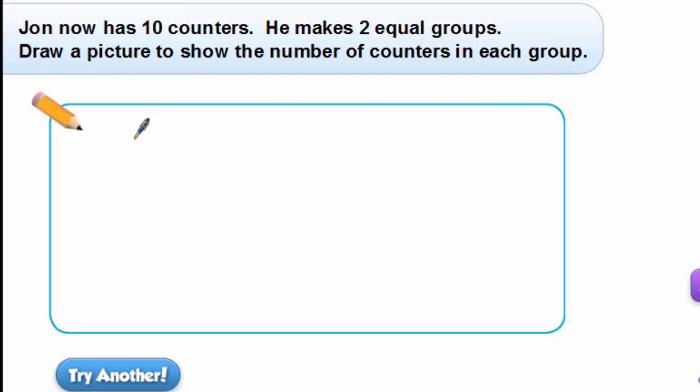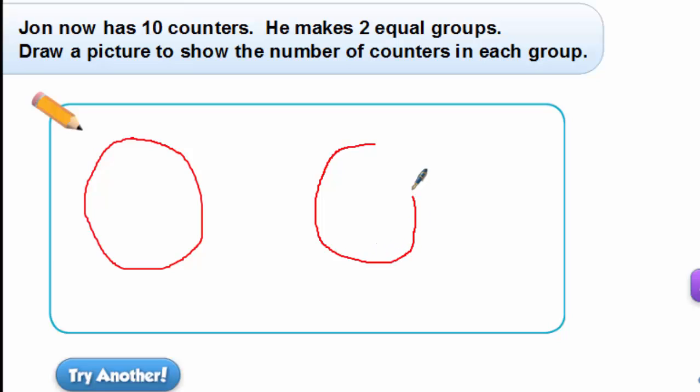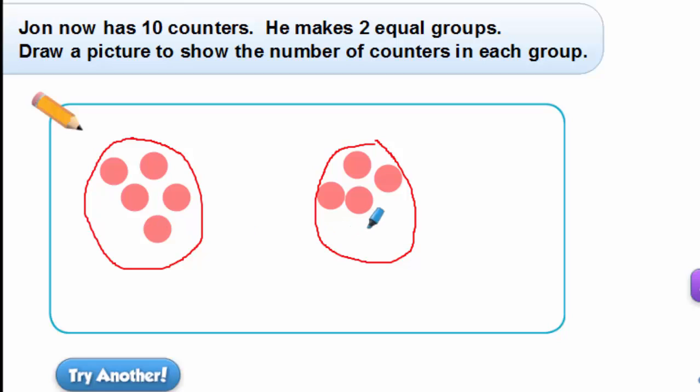All right, let's check it together. He makes 2 equal groups, so I'm going to make 2 big circles, hopefully about the same size. Well, not too bad. Good. And he has 10 counters, so we're going to put 1 counter in each group and keep them equal until we get to 10. So we have 1, 2, 3, 4, 5, 6, 7, 8, 9, 10. How many are in each group? That's right, 5. So 10 divided into 2 equal groups is 5.